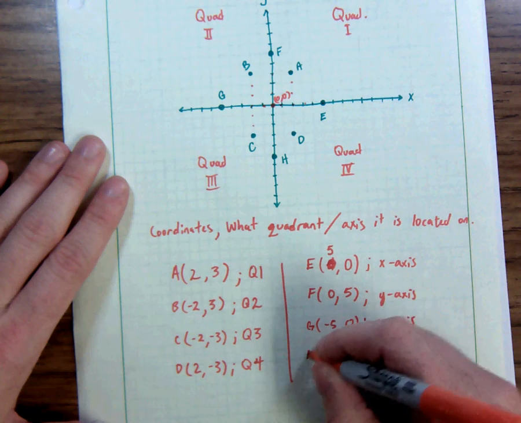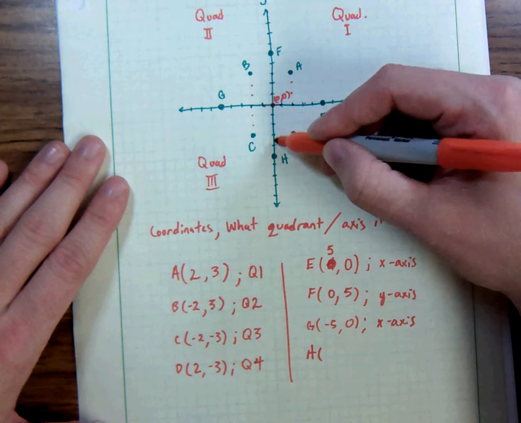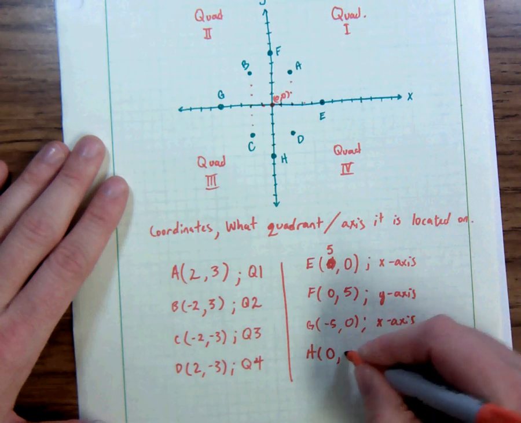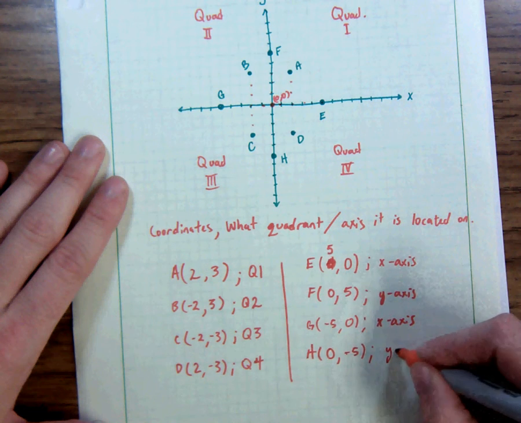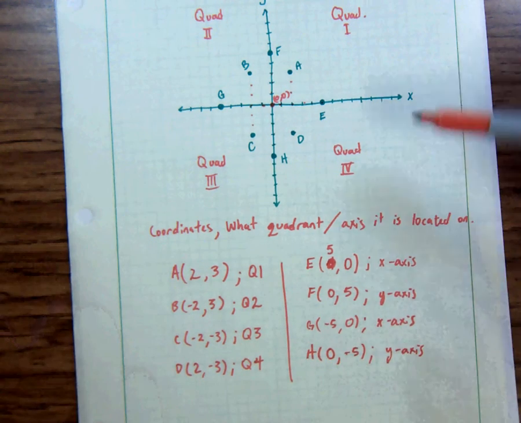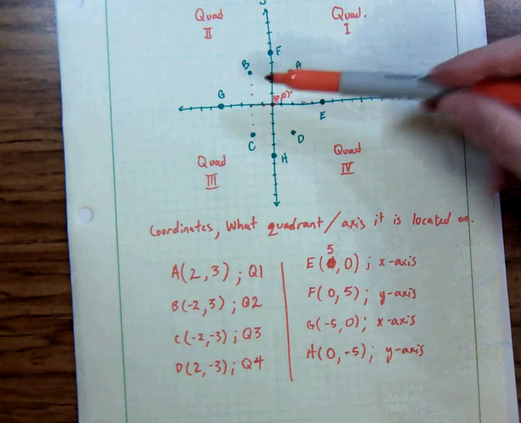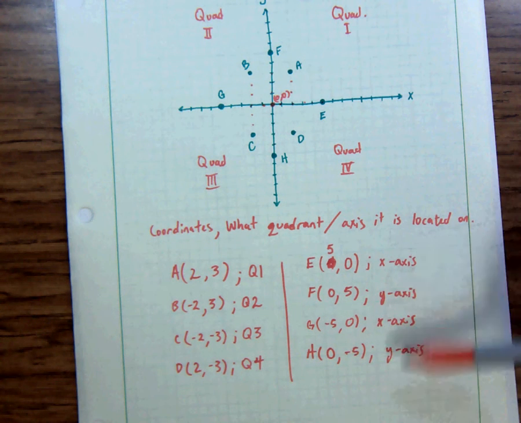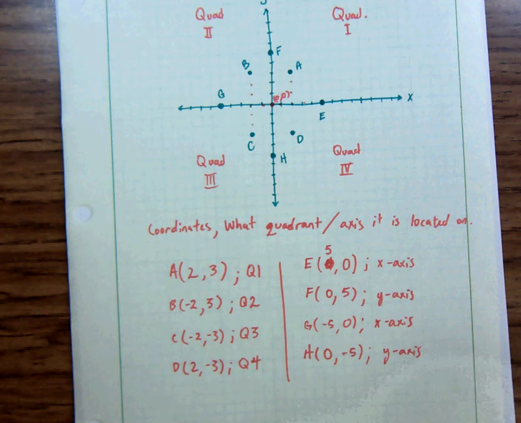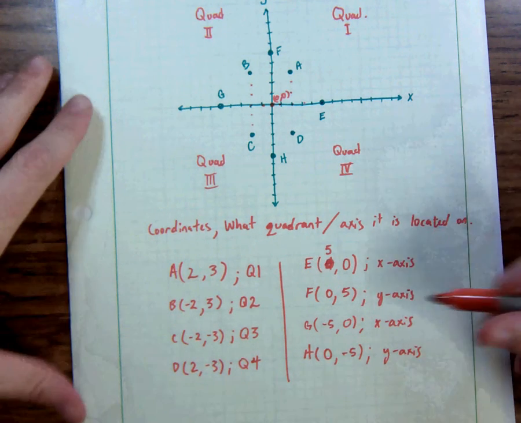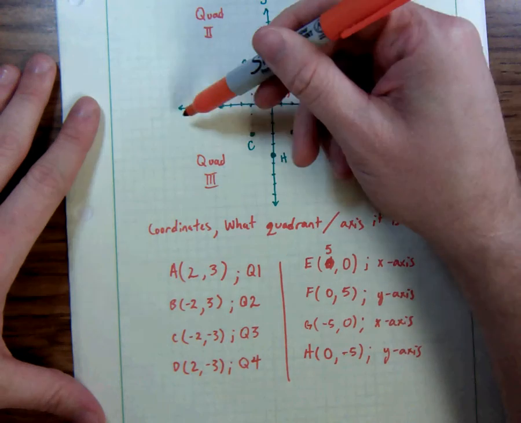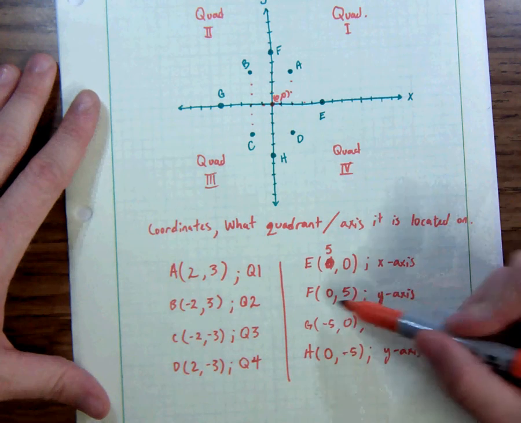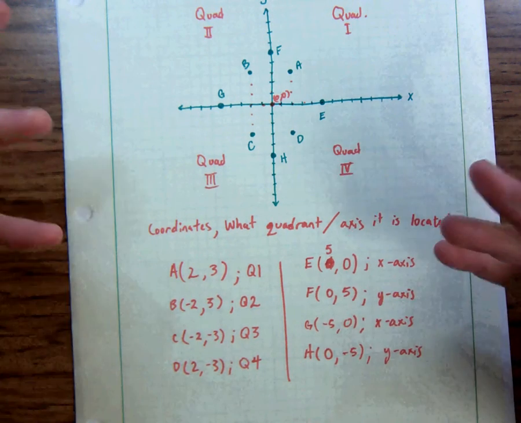And then we have H, which is negative 1, 2, 3, 4, 5 in the y direction, but 0 in the x. So it doesn't go anywhere in the x, so make sure that's a 0. Negative 5, and that is on the y-axis. So notice the x-axis and the y-axis are not in either quadrants. Do not say these are in a quadrant, because they're on a line. They're on one of the axes. Also notice that any point on the x-axis, the y is going to be 0. And any point on the y-axis, the x is going to be 0. So they're a little bit opposite in that way.